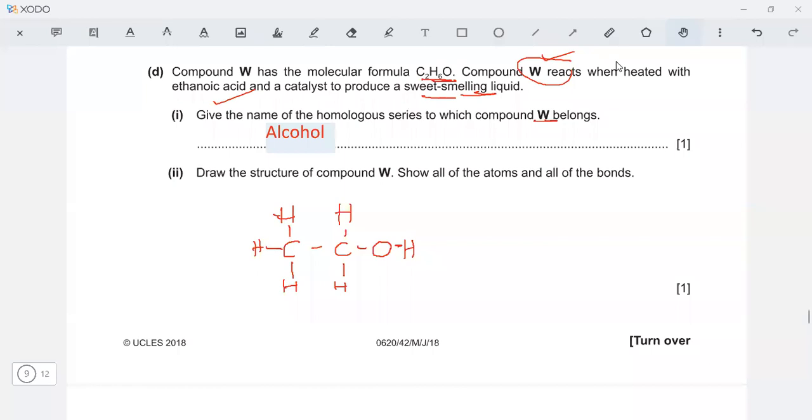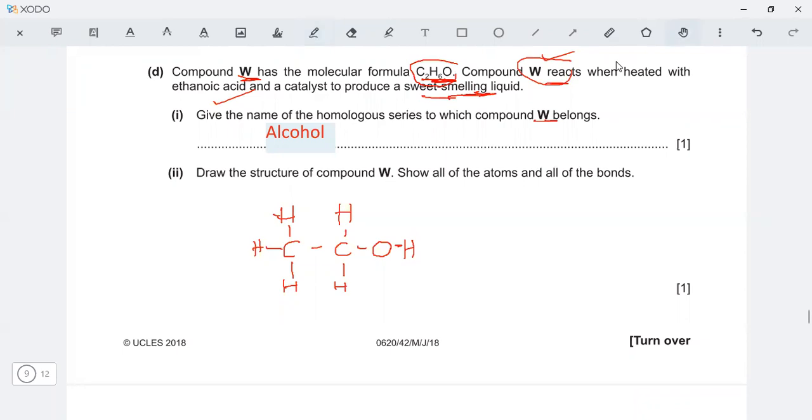Okay, compound W has the molecular formula C2H6O. Compound W is heated with ethanoic acid and a catalyst to produce a sweet smelling liquid. Okay, they are talking about alcohol. Why? Because they are saying compound W has this molecular formula, alcohol, one oxygen. And moreover, it's clearly saying that W reacts with ethanoic acid and produces a sweet smelling substance. That means ester.